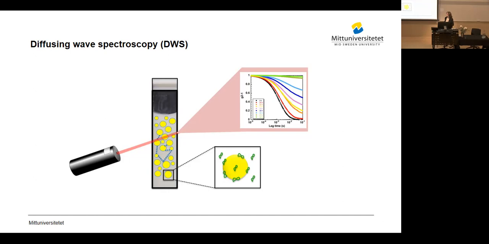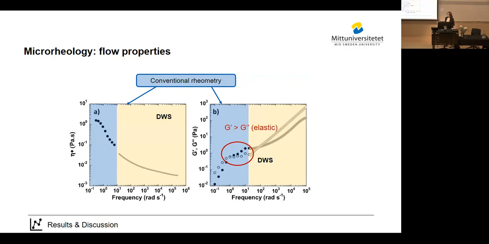On our emulsions, what we found was that they were essentially viscous, looking at the elastic and viscous moduli, but they had an elastic behavior at intermediate frequencies, and there was good complementarity between the two techniques. These were measurements done with conventional rheometry and with diffusing wave spectroscopy. Also, the emulsions showed a typical shear thinning behavior.